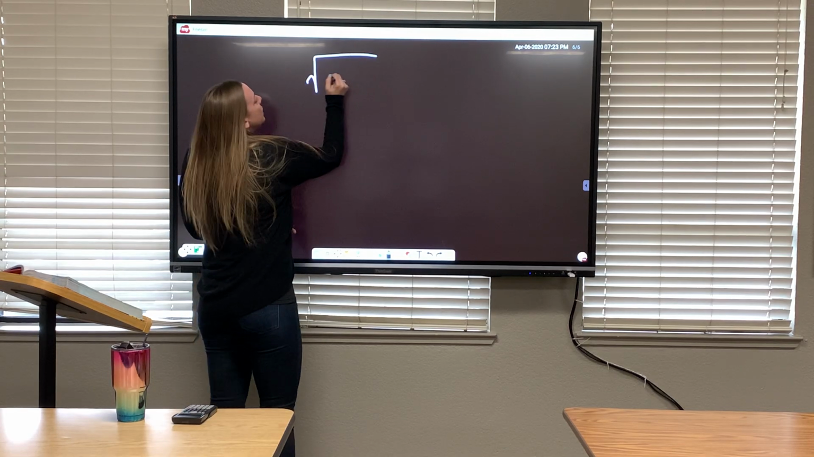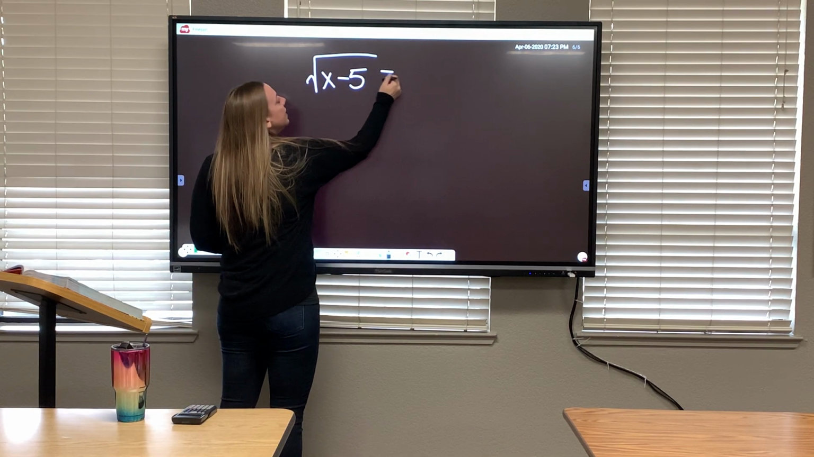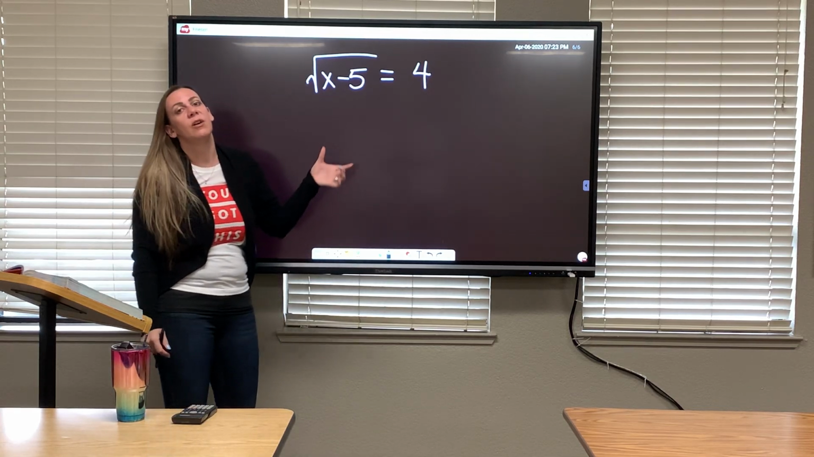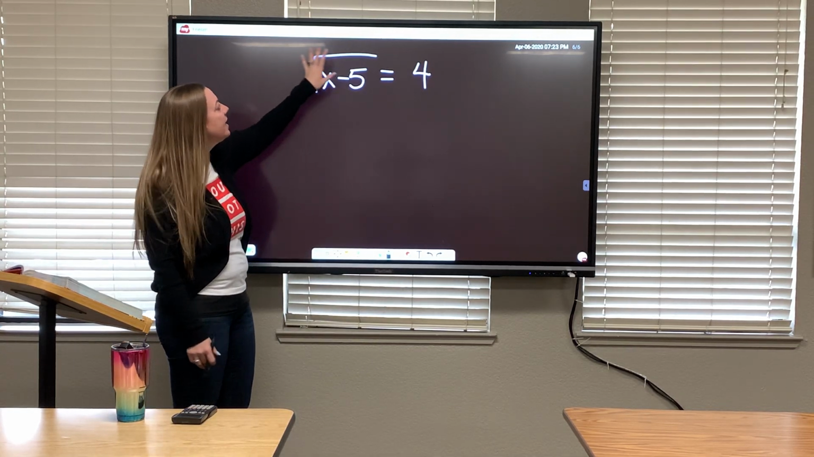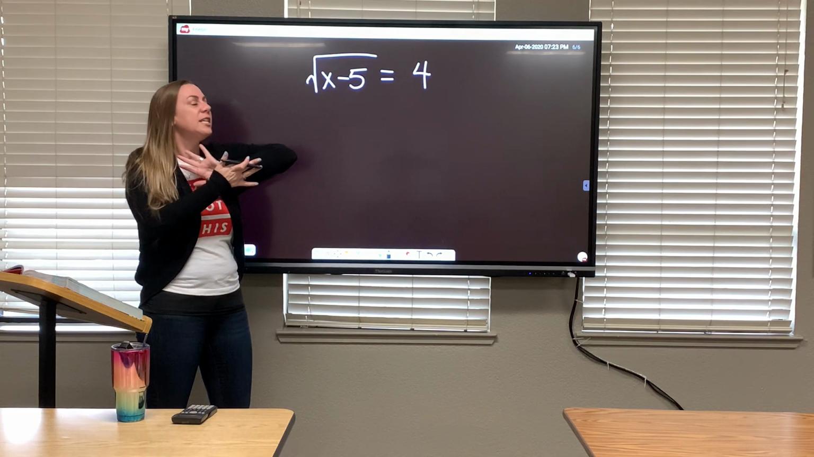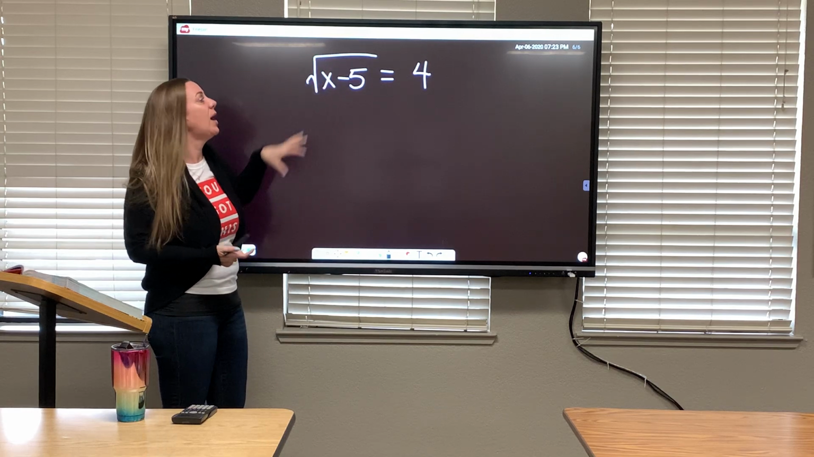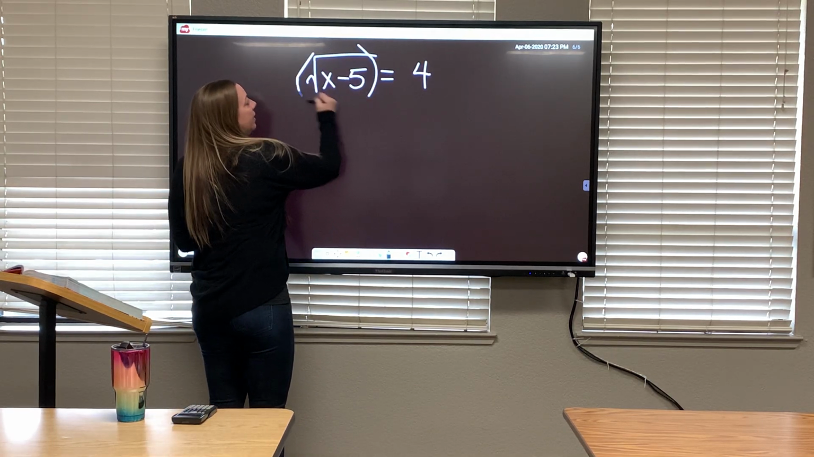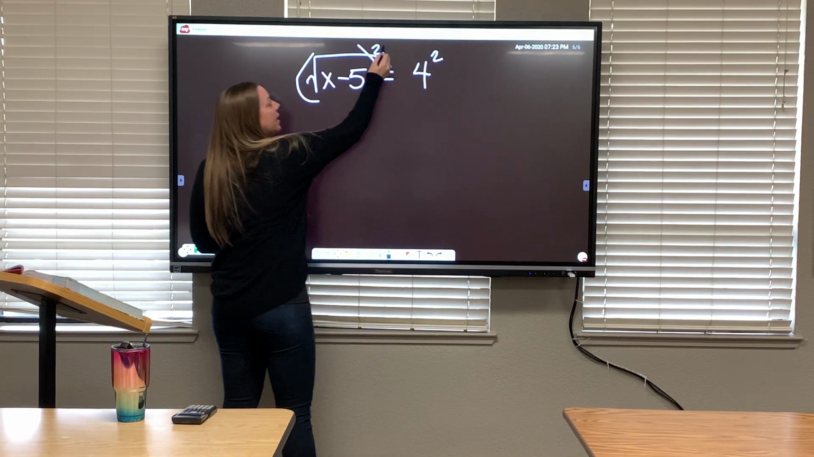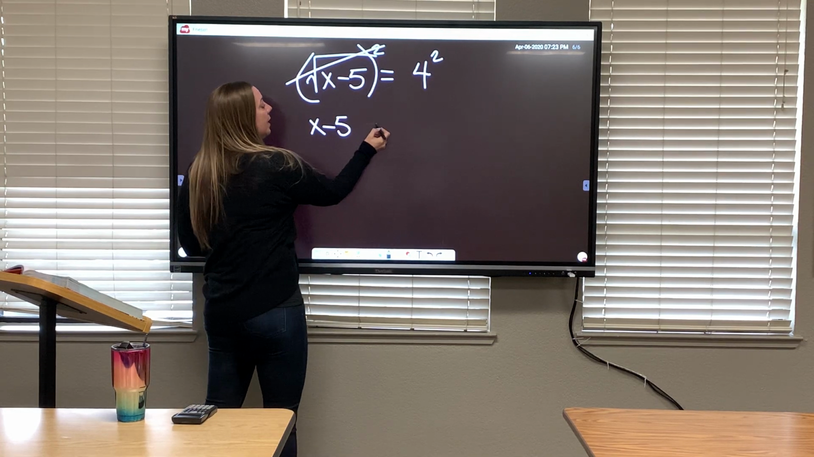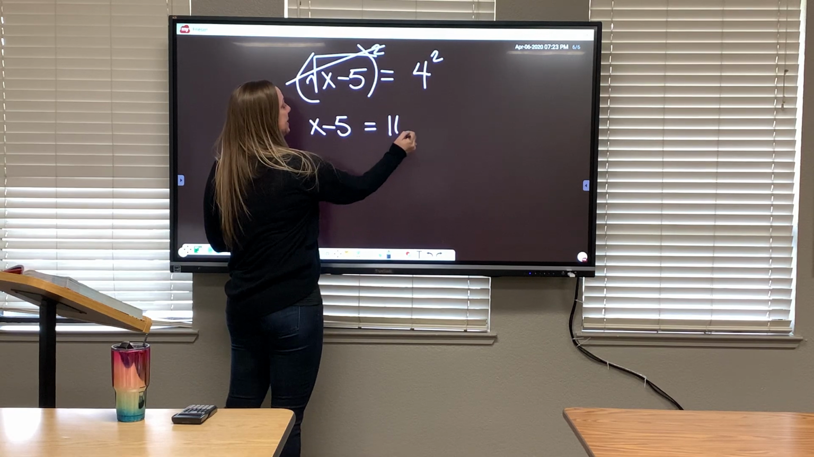Let's say I have the square root of x minus 5 equals 4. Is the radical symbol by itself? Yes. There's nothing additional added to or taken away from the radical symbol, everything in there is inside that radical. So I can still do that squaring. That cancels that out, so I'm left with x minus 5 over here now. I square the 4 and I get 16.